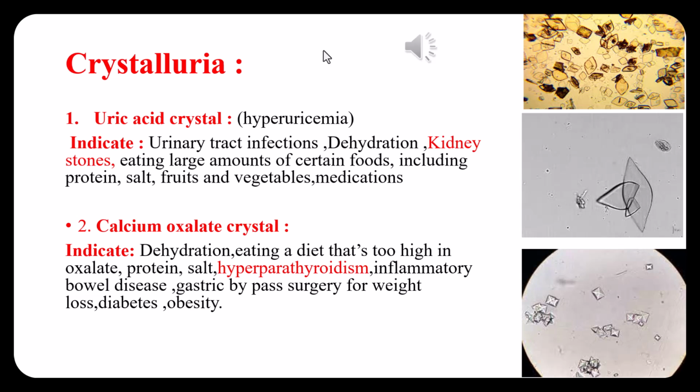If we have hyperparathyroidism, it is also an indicator that we may have calcium oxalate present in the urine. Inflammatory bowel disease, gastric bypass surgery for weight loss, and diabetes and obesity, all these conditions lead to calcium oxalate being present in the urine. In this last picture we can find calcium oxalate, while the first two pictures indicate uric acid.